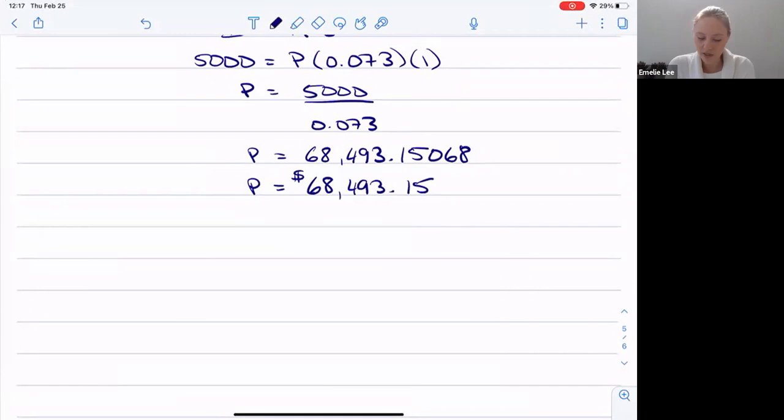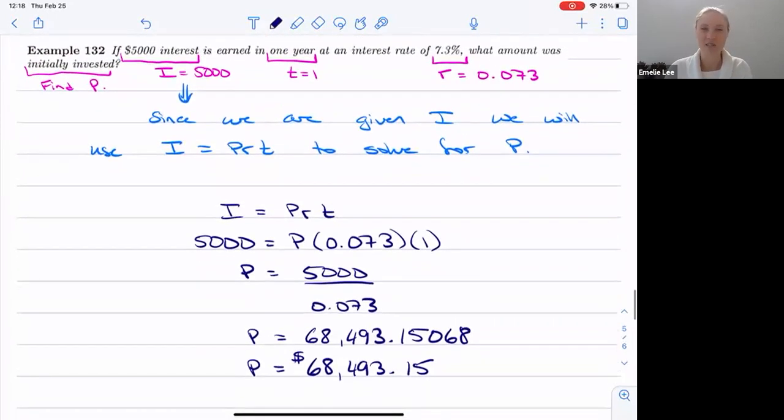Like I said, quite a large amount, 68,000 being invested at 7.3%. Good luck. If you find 7.3% anywhere, let me know. But that would give you $5,000 in interest at the end of the year. It's pretty good. Sign me up. Maybe as an assignment, I should get you guys to find out actual interest rates. They're a little bit depressing. So maybe I won't do that.